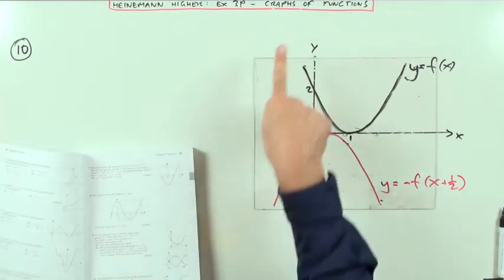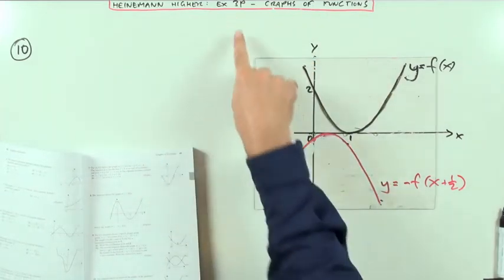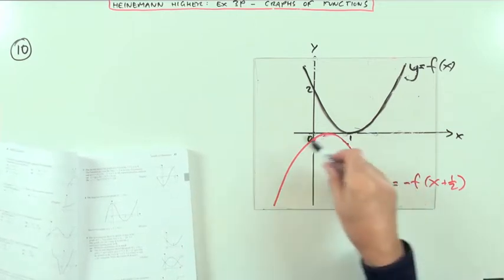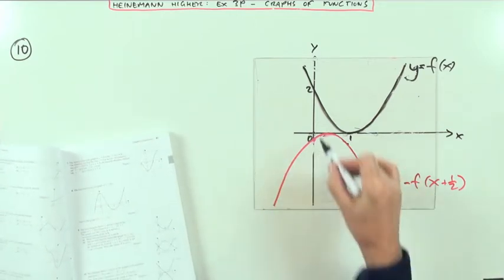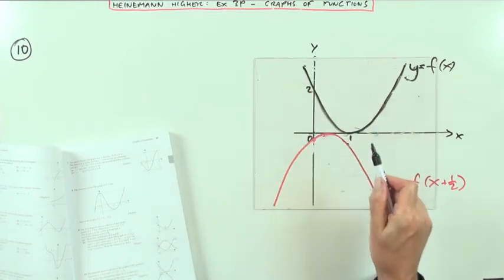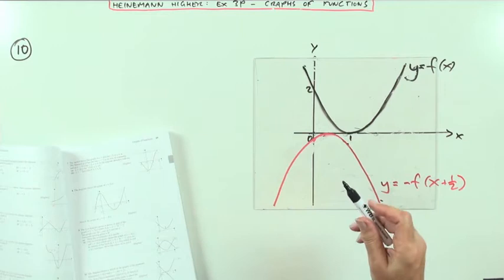Heinemann Higher, Graphs of Functions, Chapter 3, Exercise 3b, Question 10. Another higher question. This time you've got these two graphs drawn. It tells you that this is a parabola because it says it's a quadratic function. So you know something about it this time. It's not just any old shape there.